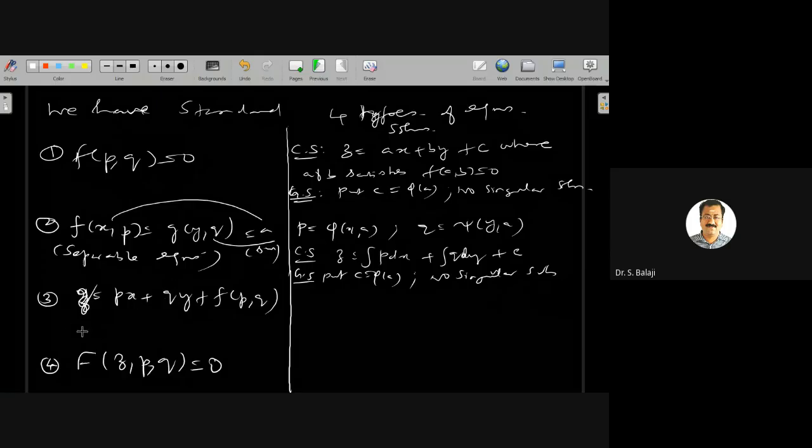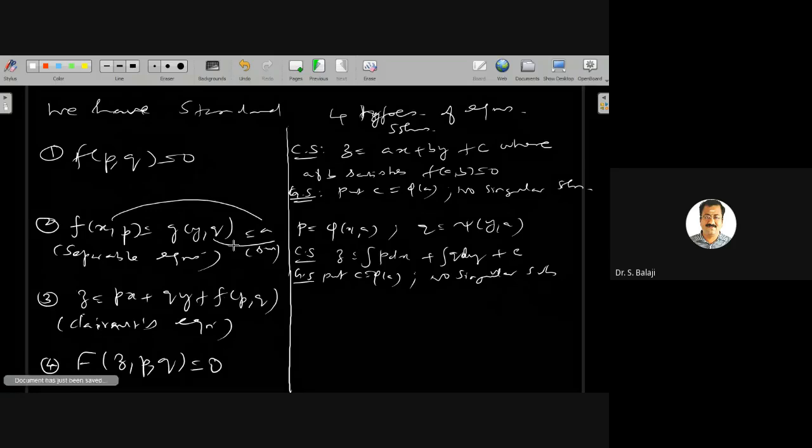This is Clairaut's equation, standard form. Clairaut's form of equation: z equal to px plus qy plus f of p, q. It is the Clairaut's equation type here.